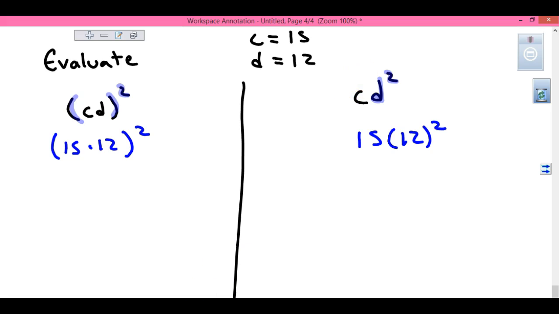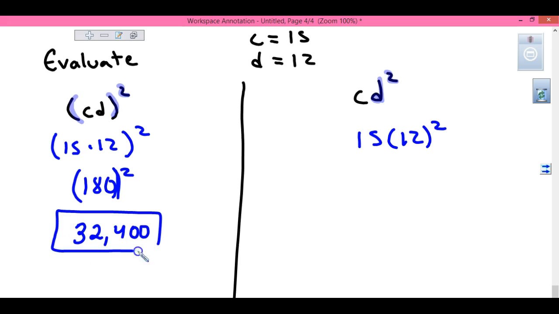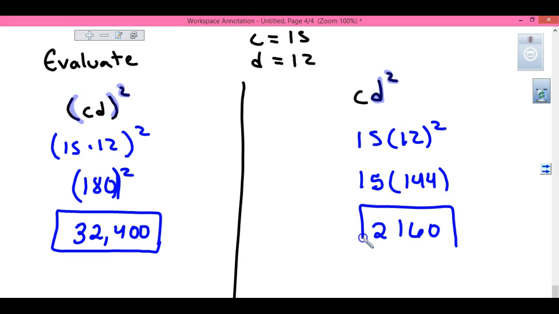So let's work this out. What's 15 times 12? 180. And 180 squared would be 32,400. What answer would we get here? We would get 15 times 144, and that would be 2,160. Do you see the huge difference between these answers? Yes. Okay, but it was important to notice the difference in the problem. Okay?